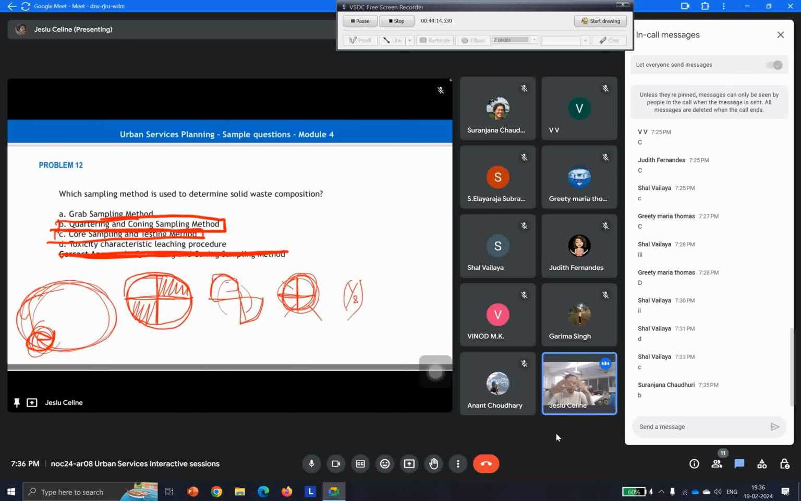But when we're doing this, because you're mixing, in that process we are compacting it and making it more or less uniform, so you get the actual composition. So again, I'm marking it wrong. It's B, quartering and cone sampling method. This is the correct answer.